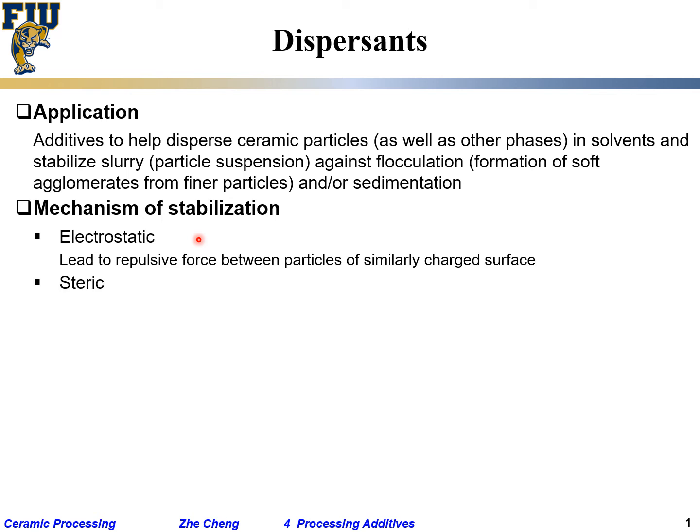Okay, and steric stabilization, which is quite often used for long chain polymer molecules. They stay attached to the surface of the particles, and because the molecules stretch out into the solution, there is a repulsive force between them, so that the polymer chains repel each other. It's kind of a geometric effect.